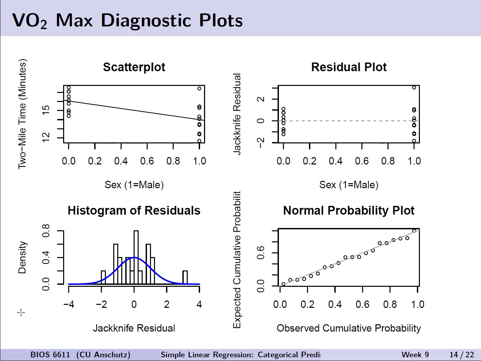So here we see our 4 diagnostic plots that may be of use. And it is a little strange to interpret these in the context of a categorical predictor, because obviously it creates this dichotomous relationship where males are equal to 1 and females are equal to 0. What we can notice though is some of the things we've discussed previously with the scatter plot and the residual plot here at the top.